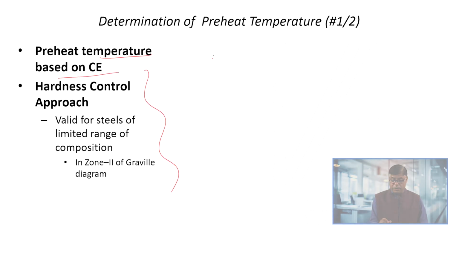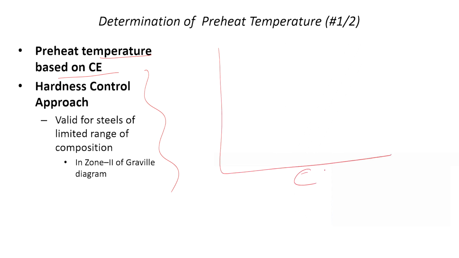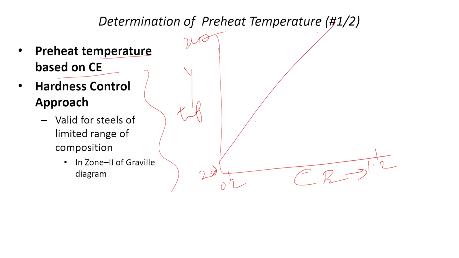This is a hardness control approach. Here what we do basically, the carbon equivalent is on the x axis and on the y axis a suitable preheat temperature is used, which can range from say 20 degrees centigrade to 400 degrees centigrade, and the carbon equivalent from say 0.2 to 1.2, and we get a band like this depending upon the thickness and the material composition. So, this band gives you a range of preheat temperatures for different carbon equivalents.